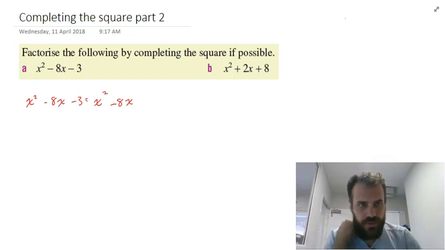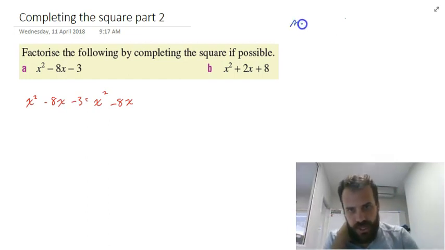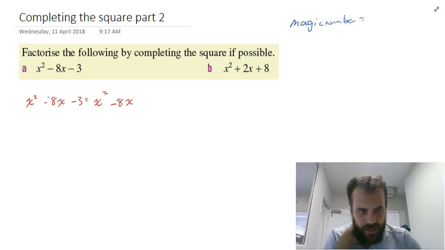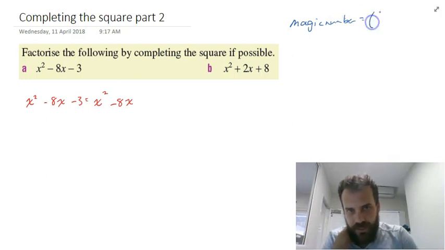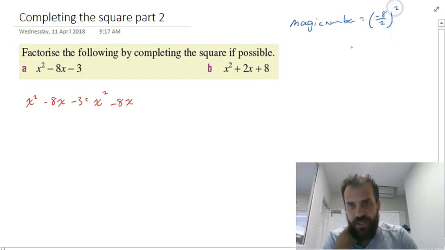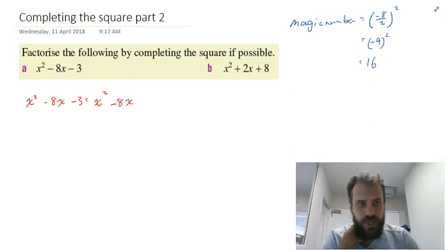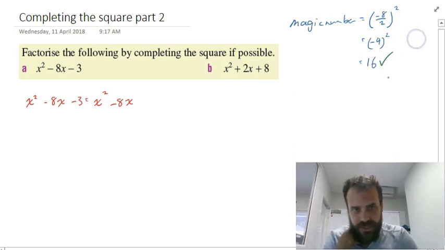Alright, so just over here I'm going to calculate my magic number. Magic number equals b, which is negative 8, over 2 squared. So that's going to be negative 4 squared. Now, negative 4 squared is positive 16. Don't make the mistake here. It's not negative. Alright, we know our magic number. Our magic number is 16.